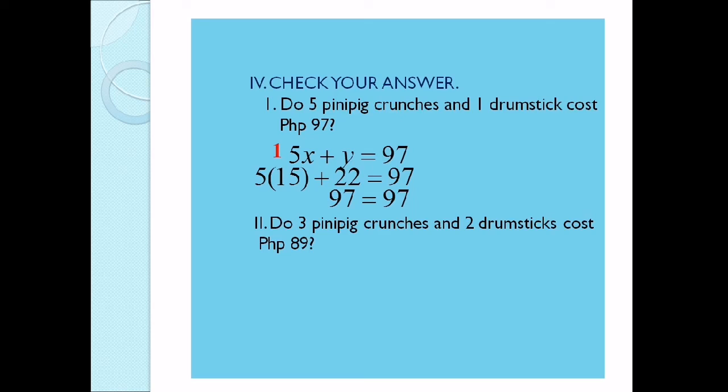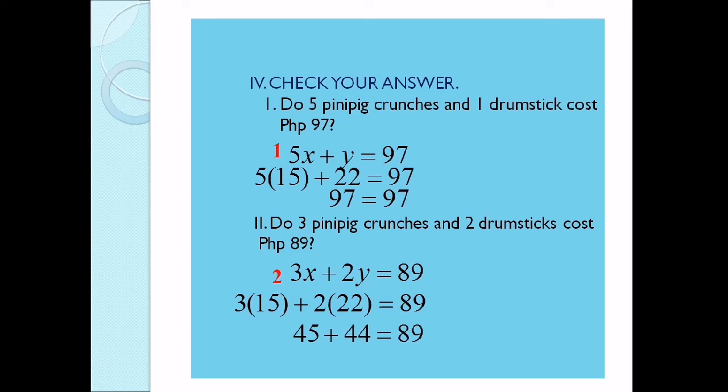How about for Jeffrey? Do 3 pinipig crunches and 2 drumsticks cost 89 pesos? 3x plus 2y equals 89. Just substitute all the values. Then multiply. 3 times 15 is 45. 2 times 22 is 44. Then you just add. Therefore, 89 equals 89, meaning to say that our answer is correct. So each pinipig crunch costs 15 pesos while each drumstick costs 22 pesos.